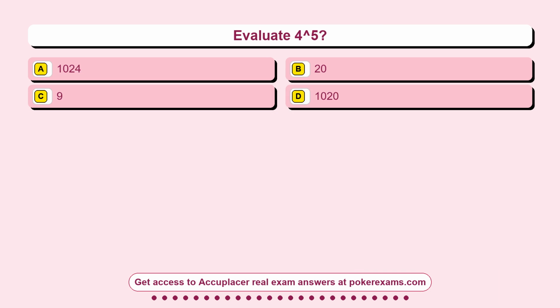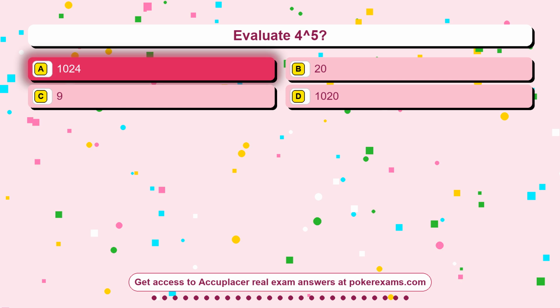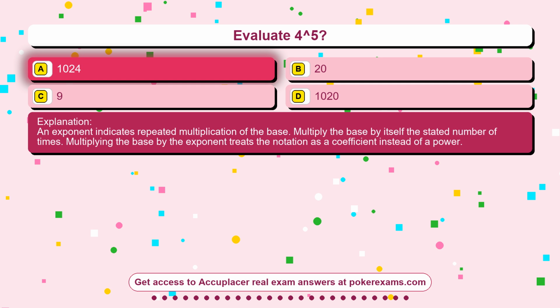Question 7. Evaluate 4 to the power of 5. Option A 1024, option B 20, option C 9, option D 1020. The correct answer is option A, 1024. An exponent indicates repeated multiplication of the base. Multiply the base by itself the stated number of times. Multiplying the base by the exponent treats the notation as a coefficient instead of a power.